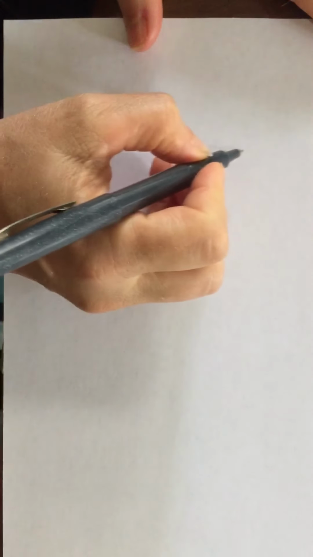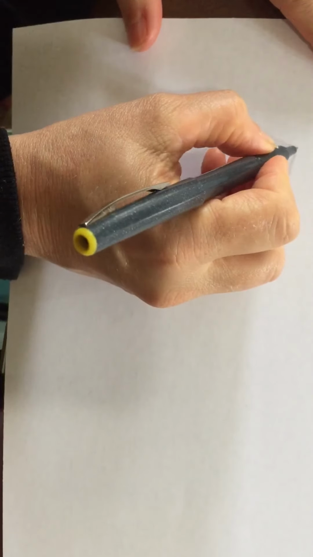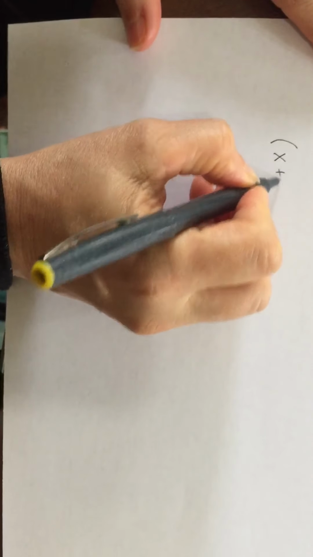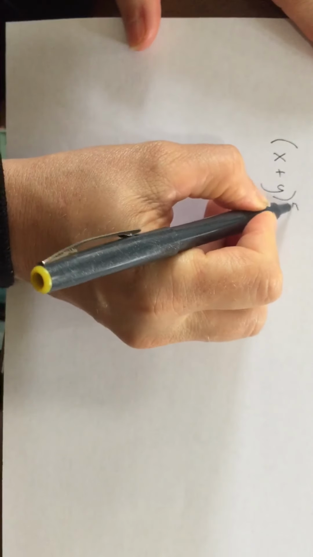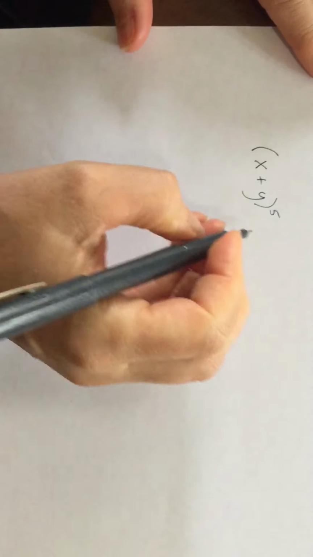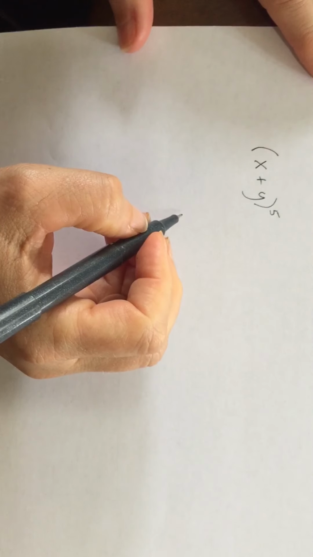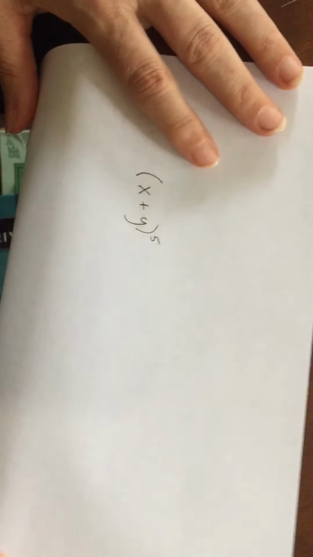Okay, so let's do one more expansion. Let's see here, make sure we're on the paper. Okay, let's see if we can do x plus y to the fifth and expand that out. So the first thing you want to do, obviously, is go back to the triangle. So let's just do that up above here.